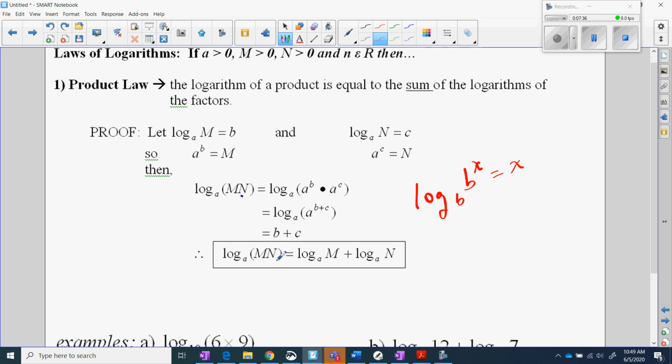Then they just do a resubstitution and say, well, what's b equal to? Up here, b is equal to the log of m to base a. So they replace b with what it's equal to. What is c equal to? Well, c is equal to log of n to base a. There's what c is equal to. So it shows us what we call the product law. The product law says that if you have the log of a product, you can write it as the sum of two separate logarithms to that same base.